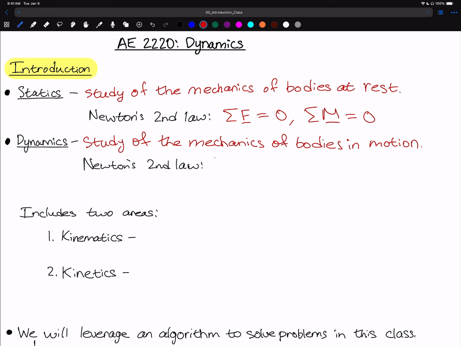In this case, Newton's second law is going to be that the sum of the forces will be equal to the mass times the acceleration, and that's the acceleration vector. Or for rotation, we'll be looking at the sum of the moments, and we'll just leave it as the angular momentum h for right now. We'll come and talk about what that is as we go through this class.